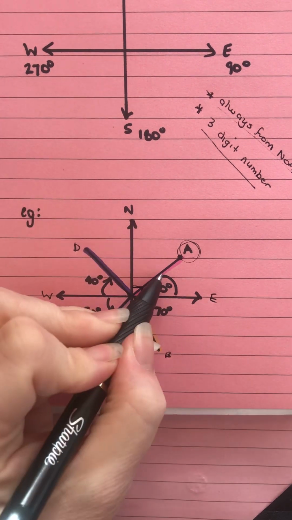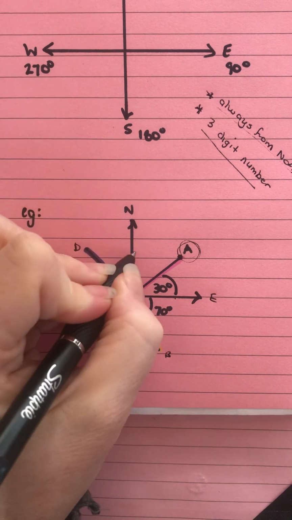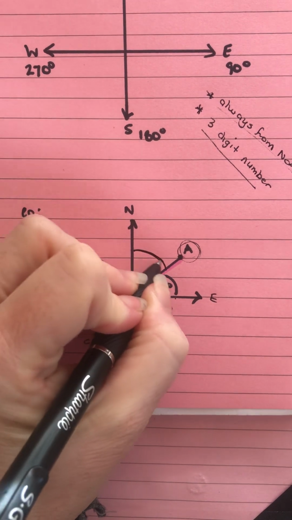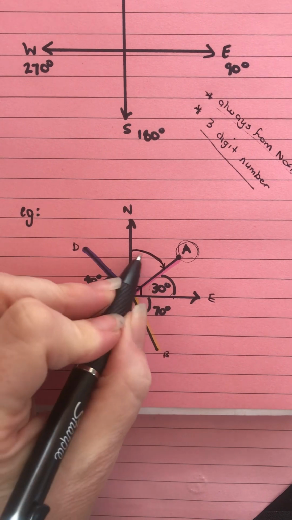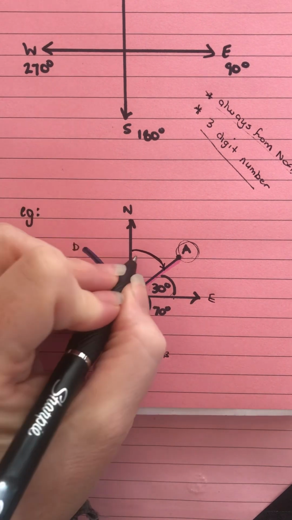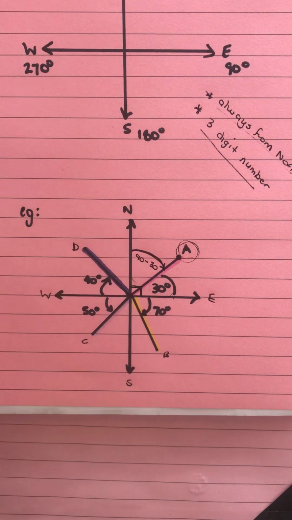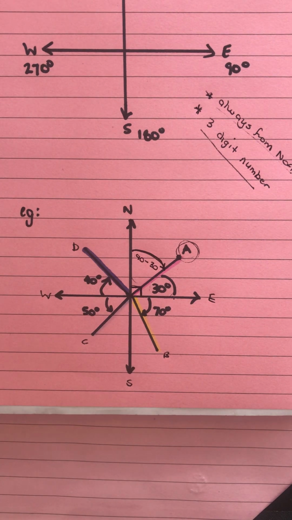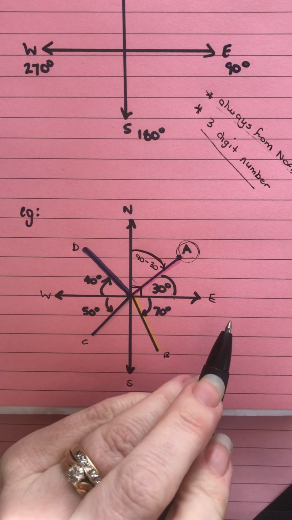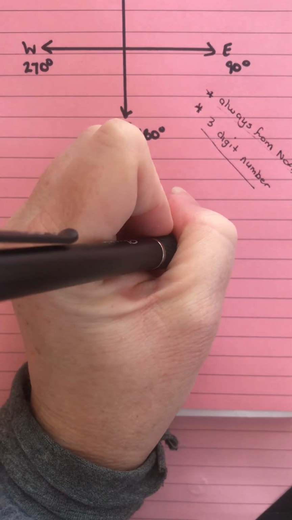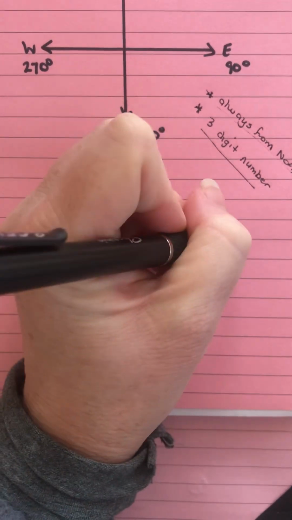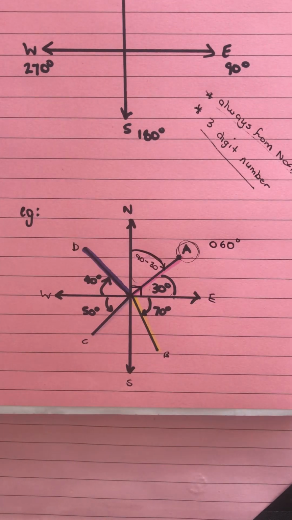So if we've got 30 degrees there, the part we're interested in for our bearing is from north. So if we've got 30, to find out this part, we're going to do 90 take 30, which is going to be 60 degrees. Now, like I said, if we've got a 2-digit number, we need to put a 0 in front of it. So for A, we're going to write 060 degrees. That's our bearing for that.